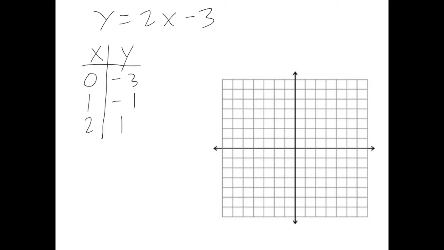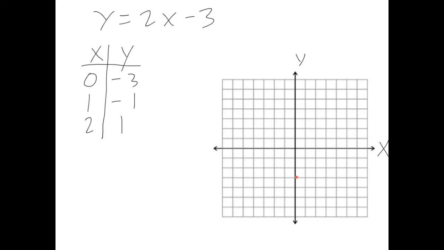So the first thing you want to do is look at your y-intercept. It's negative 3. So on your y-axis, and remember, your vertical axis is your y, your horizontal axis is your x, and on the y-axis, you plot negative 3. Then you look at the slope, which is 2.